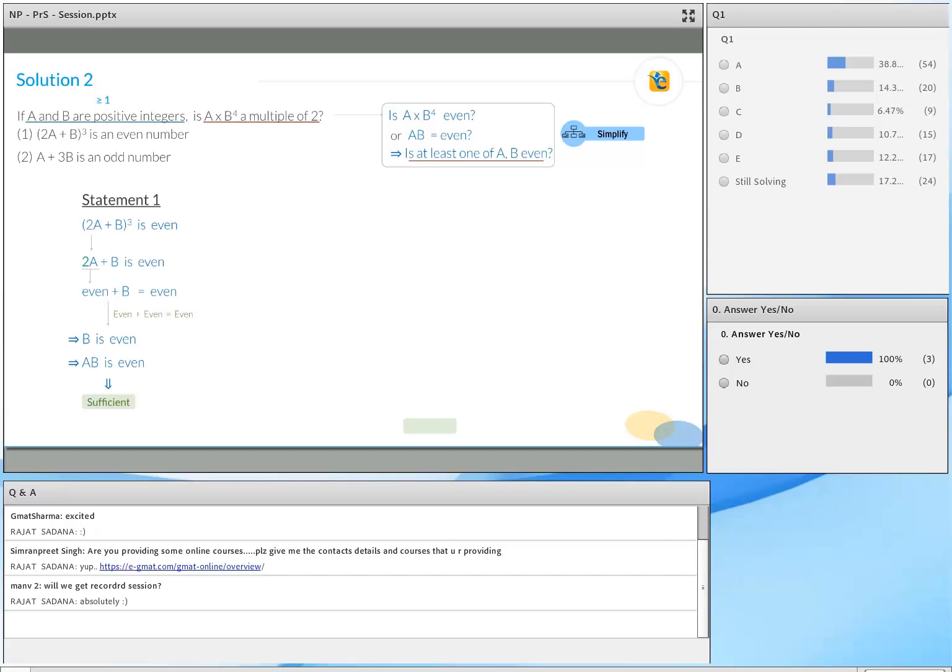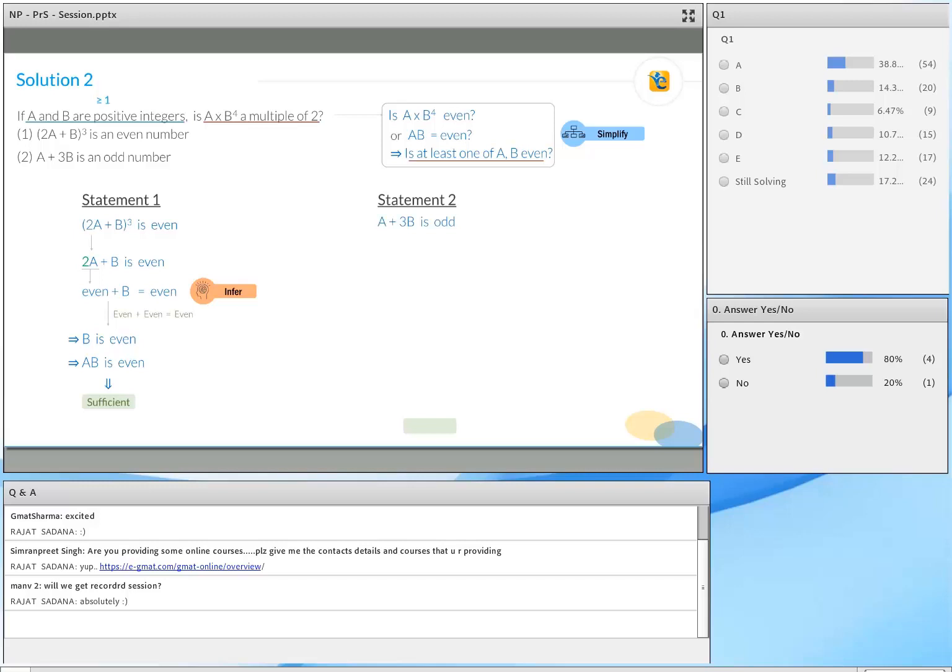Where you faltered was not on your knowledge of even-odd numbers. Where you faltered was that you weren't able to simplify the information asked in the question statement appropriately. That is where you faltered. So again, process skill, which process skill were you not able to apply? Now let's look at statement two.